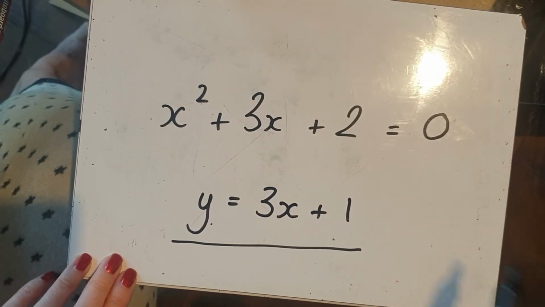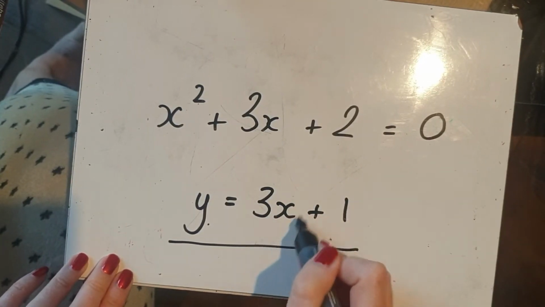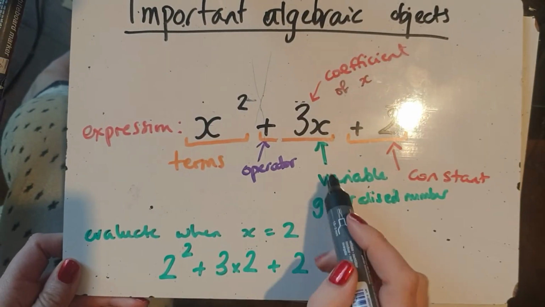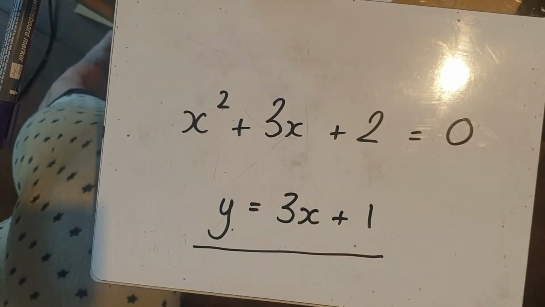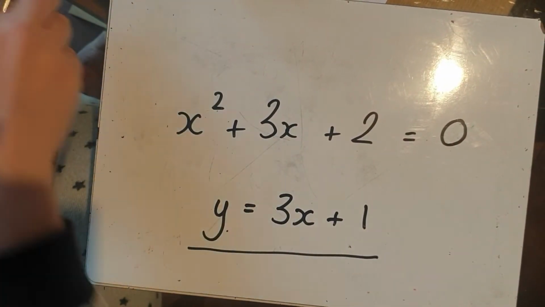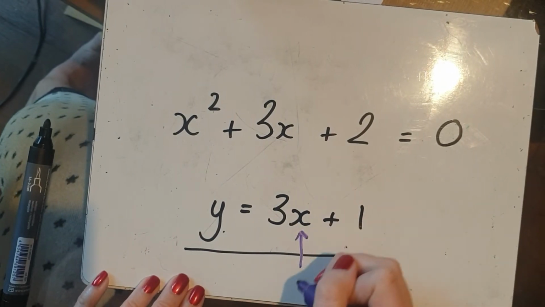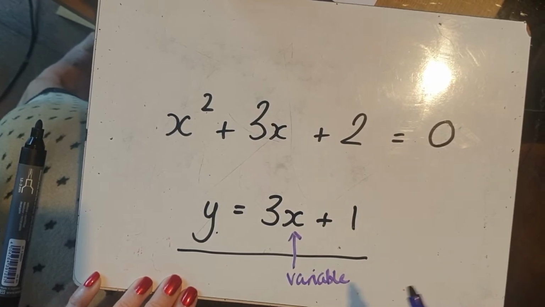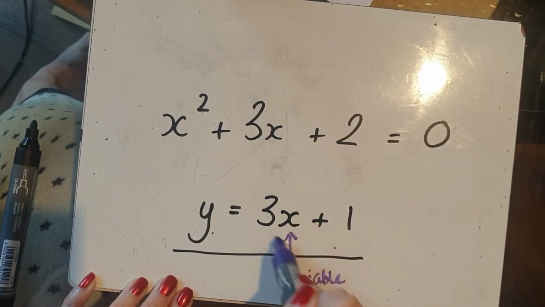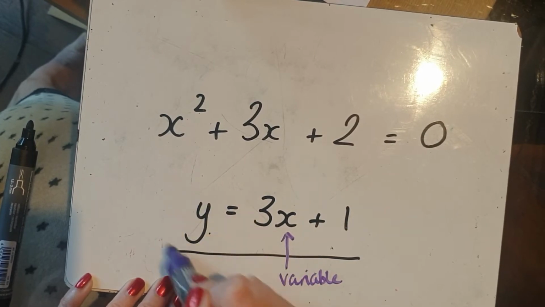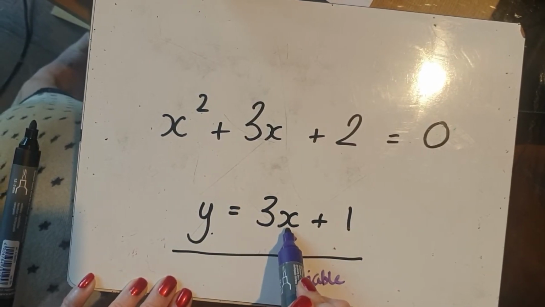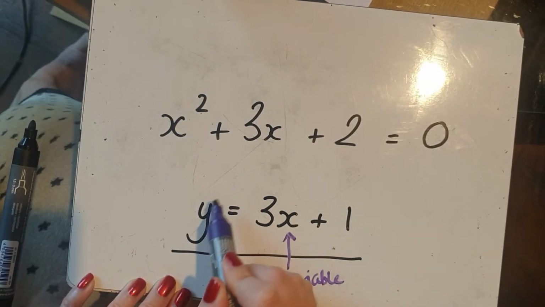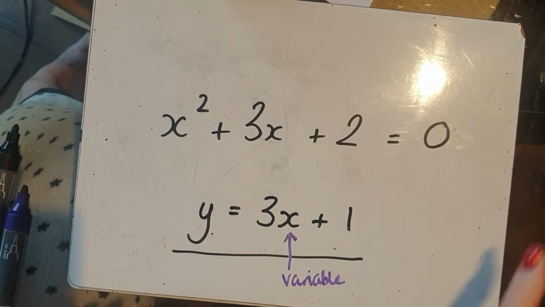The type of equation we have changes what we call x. So in the expression, x was a variable or a generalized number. In an equation, this is now a variable. We can vary the value of x, and that will vary the value of y. So if I put x is 1 in here, we would have y equals 4. If I put x is 2 in here, we would have y equals 7. So x is a variable.